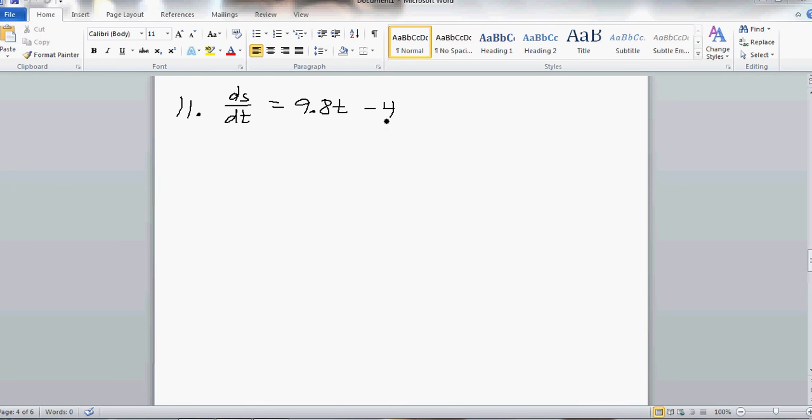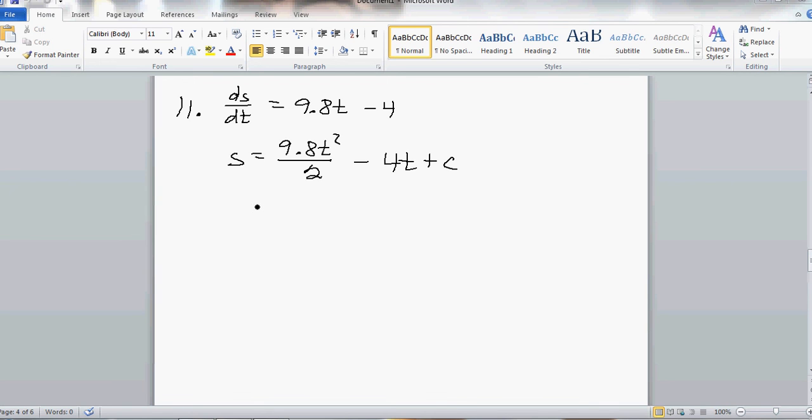Find the body's displacement. Now here's where we have to do a little bit more work than just plugging in values. We're actually going to have to look at the graph and figure some things out. But the first thing, displacement means position. So the first thing we have to do is to find what s would equal. Well, that's not too difficult. Take the antiderivative of this. So that would be 9.8 t squared divided by 2 minus 4t plus c.